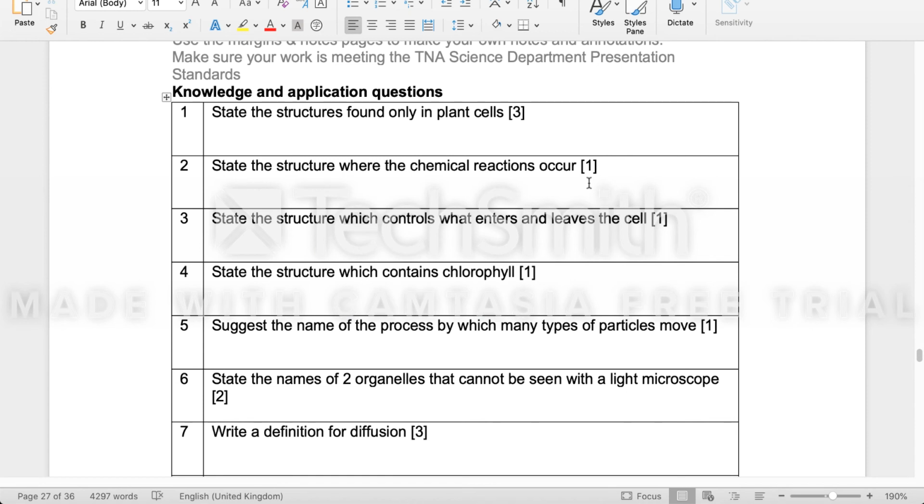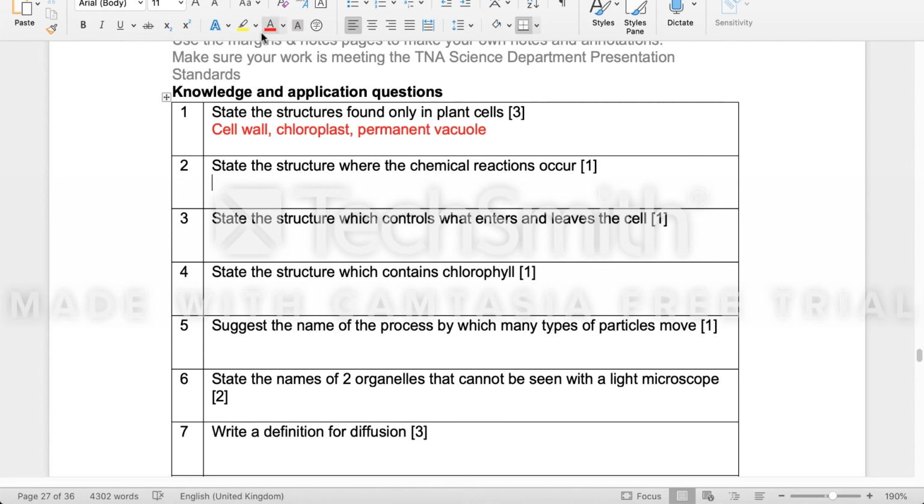Okay, so let's start off. Again, these numbers represent the points that they're worth if it was on an assessment. Okay. So number 1, state the structures found only in plant cells. Okay, so these are the cell wall, chloroplast, and permanent vacuole.